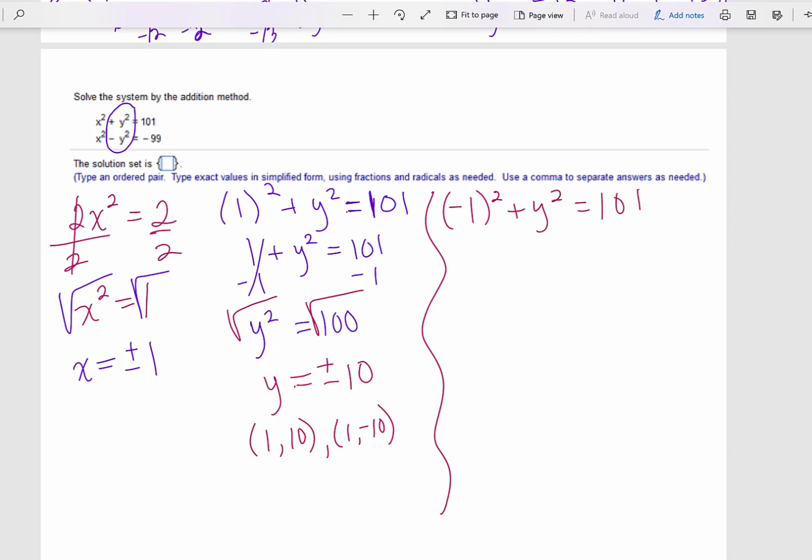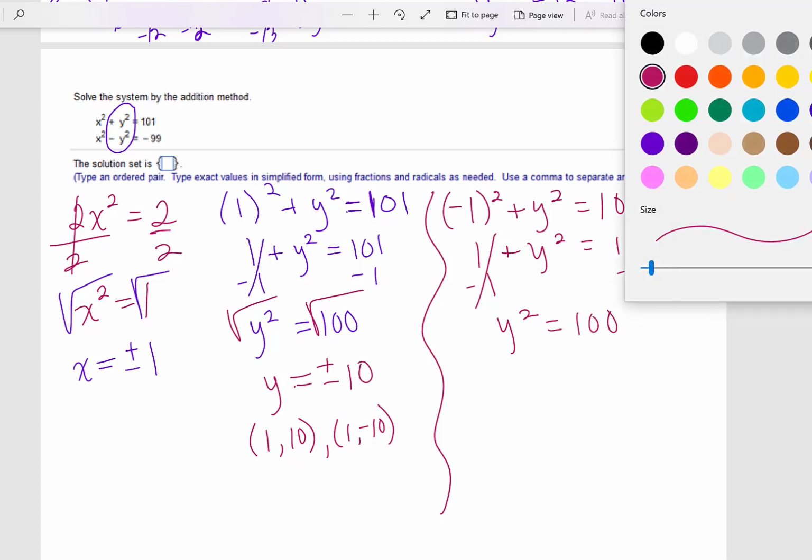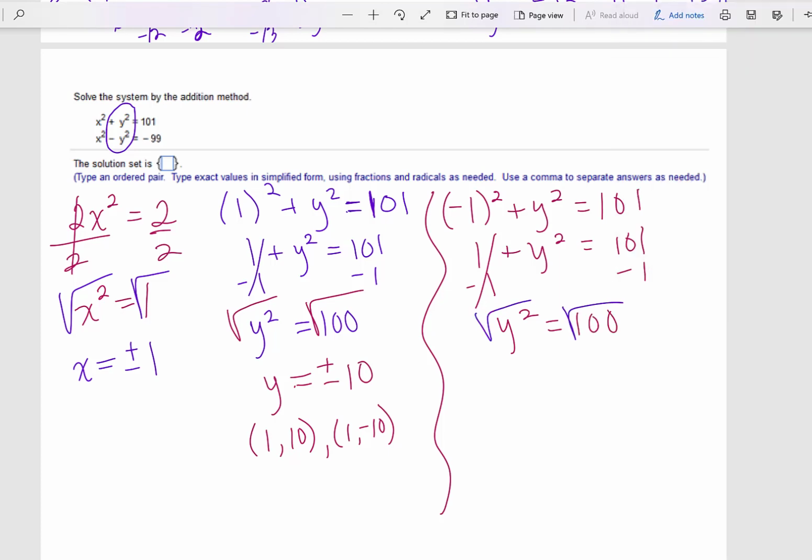Negative 1 squared is 1. So we see that the math is starting to look exactly the same. Yeah, y equals plus or minus 10. So again, from that one input of negative 1, I have positive 10, but then also at negative 1, I'll have negative 10. So you actually have 4 points here that match up.